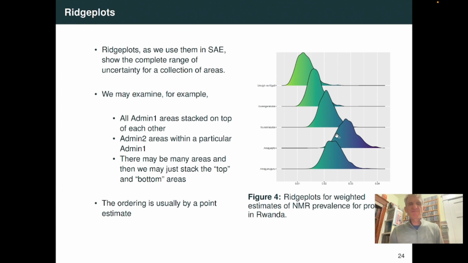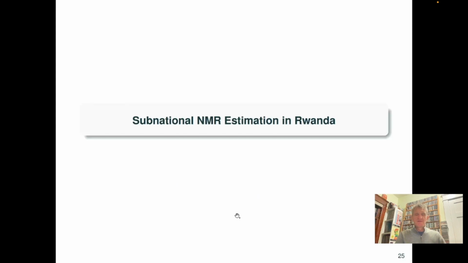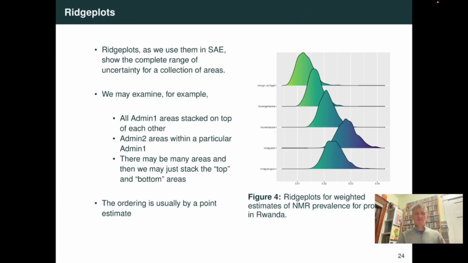We can also look at admin 2 areas within a particular admin 1. Often there'll be many areas, and it'll just be too large a vertical line for the plot. So then we can just plot the top 5 and the bottom 5, or something like that. And the way these are ordered, we can order them in different ways: by point estimate, increasing or decreasing, or alphabetical going upwards, as in here. So there are different ways we can do that. Okay, so now let's look at an example.